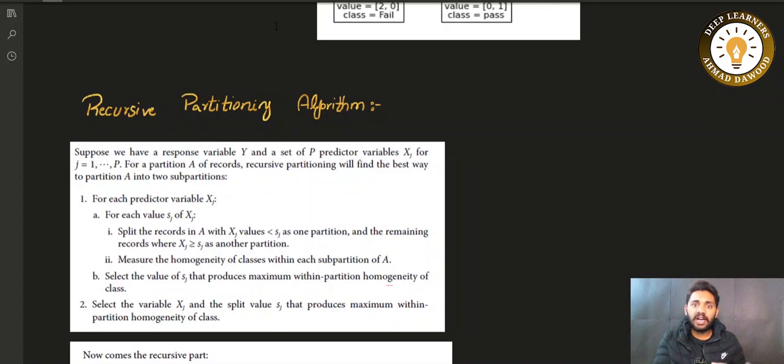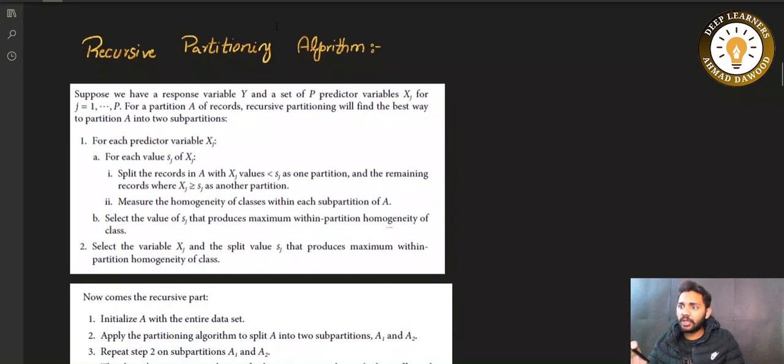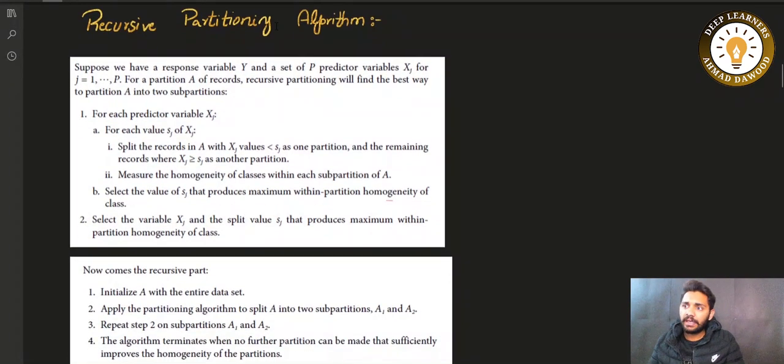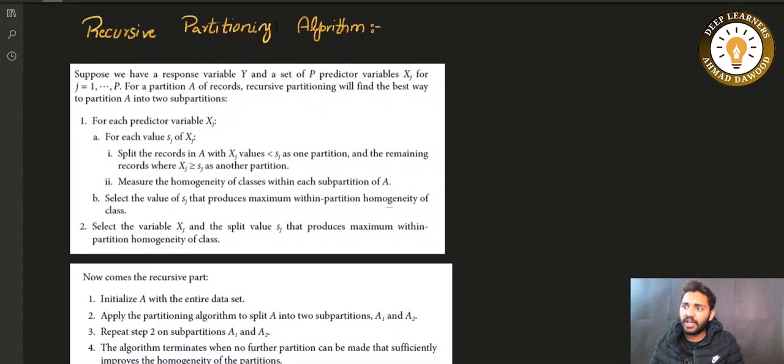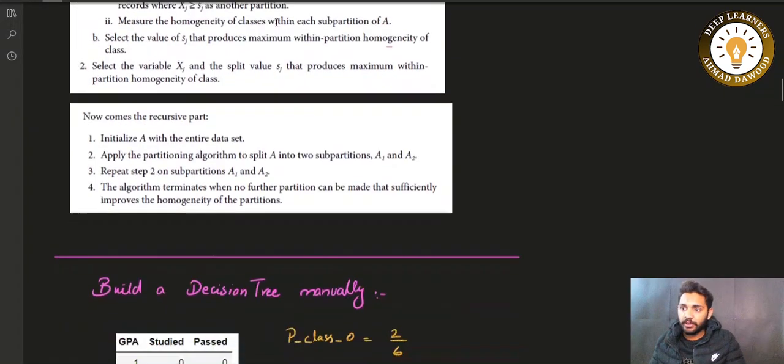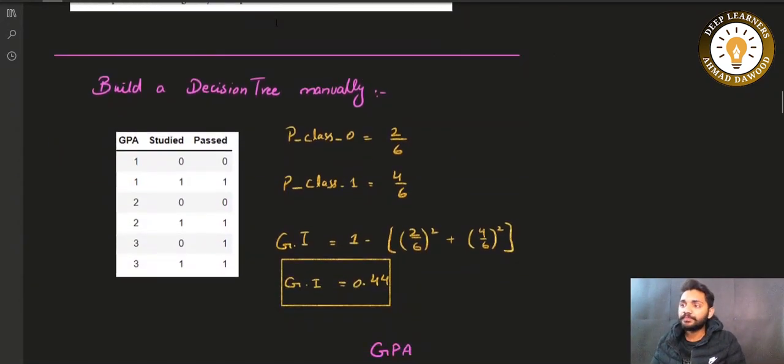We are using the CART algorithm, and in the CART algorithm, the further algorithm that actually builds a decision tree is called recursive partitioning. So this is a purely theoretical part, and you will get a better idea when we do an example, and we will come back at the end to see these steps here. Okay, so first we have to build a decision tree manually.